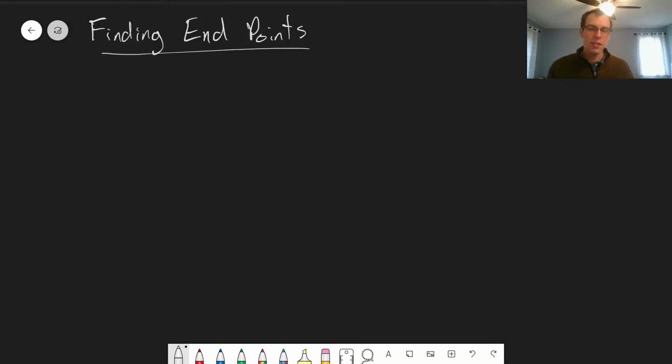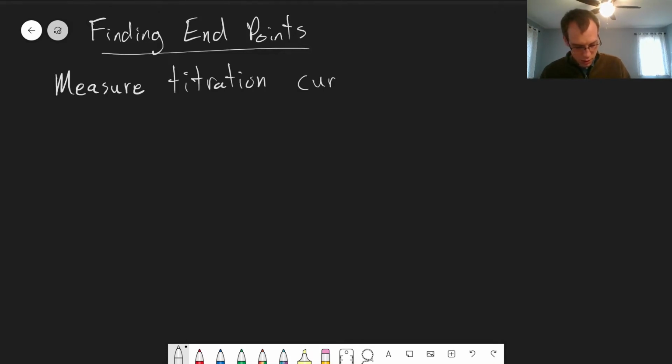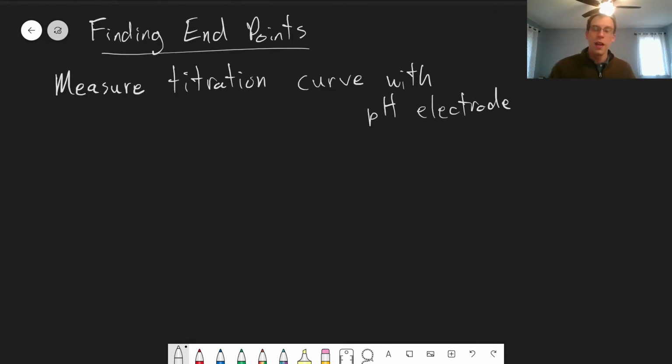There are generally two approaches for determining the endpoint in acid-base titrations. One is to measure the whole titration curve using a pH electrode. If we can measure the pH, then we can plot out this titration curve. One advantage is that if you want to find pKa values, this also allows you to determine that, because you can get the pH halfway to the equivalence point, in the buffer region. So our first option is to measure the titration curve with the pH electrode.